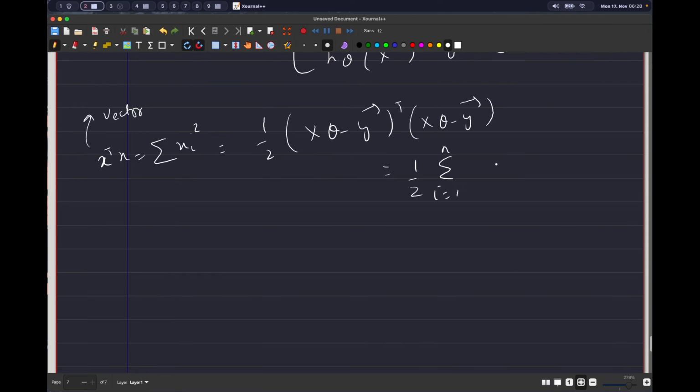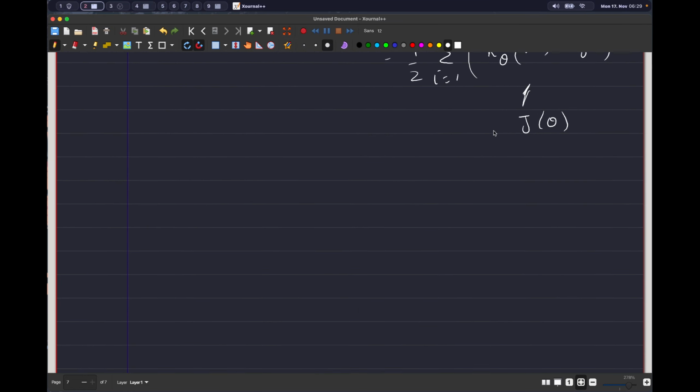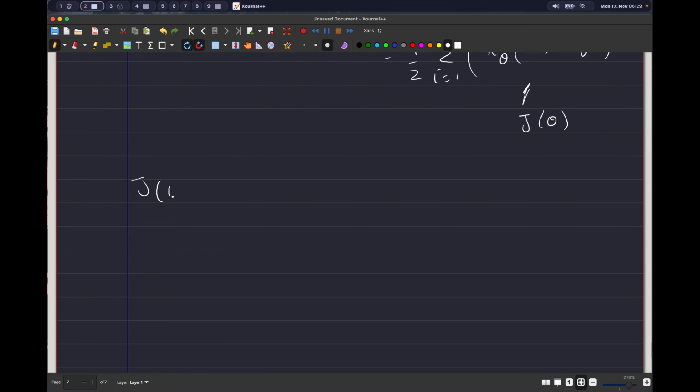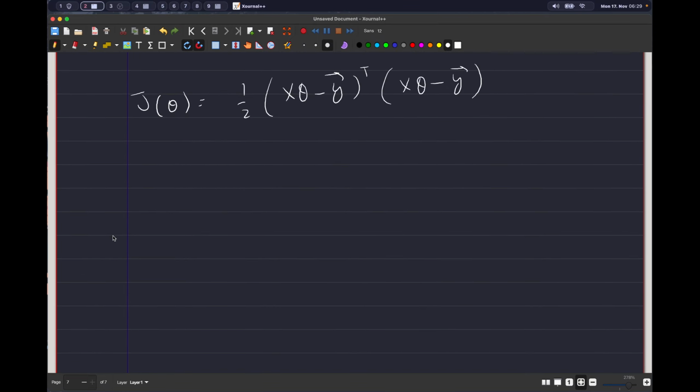That is, the sum from i equals 1 to n of h of theta xi minus yi, whole square. So basically we can represent our loss function, this original loss function, in the form of matrix multiplication. Writing it again, our final loss function in terms of matrices comes out to be half of (X theta minus y) vector transpose (X theta minus y) vector. Now we want to differentiate it and find the optimal parameters, so we take the gradient of J.